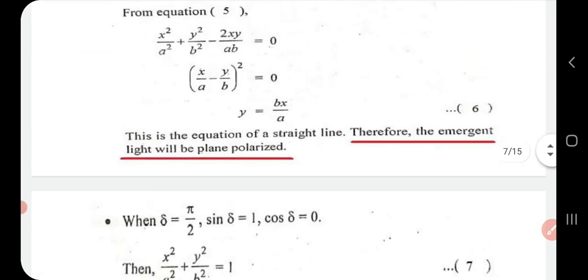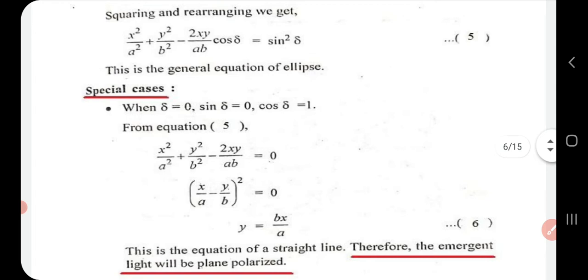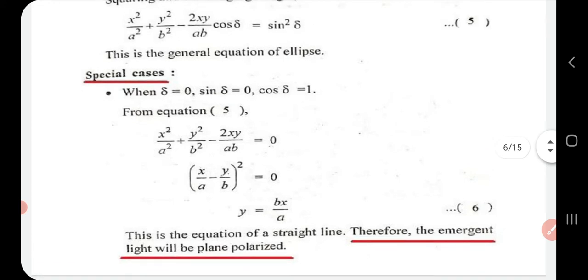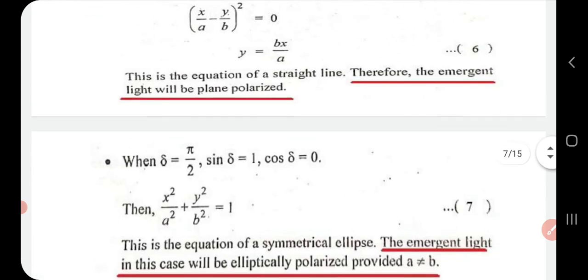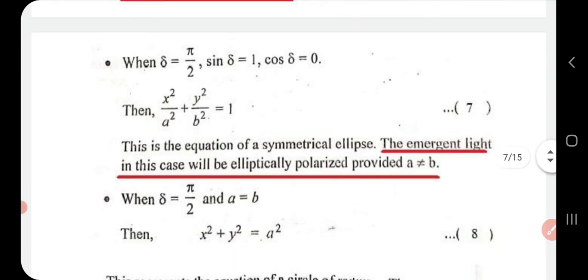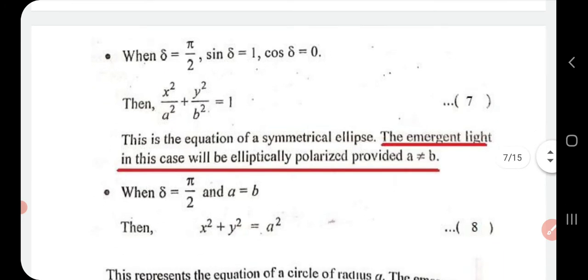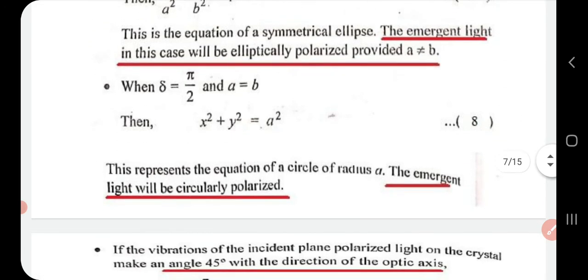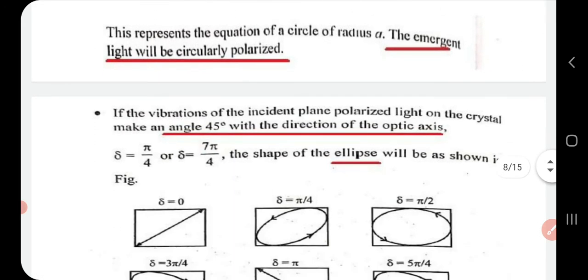So here, when the path difference between ordinary ray and extraordinary ray is 0, emergent light will be plane polarized, and we have proved this using these expressions. Now, when the path difference between ordinary ray and extraordinary ray is 90 degree and a not equal to b, then emergent light will be elliptically polarized. Now, if path difference is kept at 90 degree, but a is equal to b, then the emergent light will be circularly polarized.